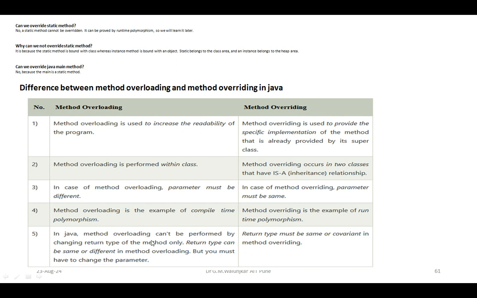In Java, method overloading cannot be performed by changing the return type of the method only. The return type can be the same or different in method overloading, but you must change the parameters accordingly. In method overriding, the return type must be the same or covariant.